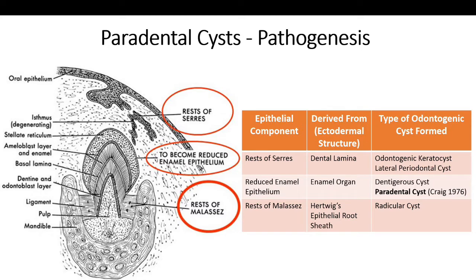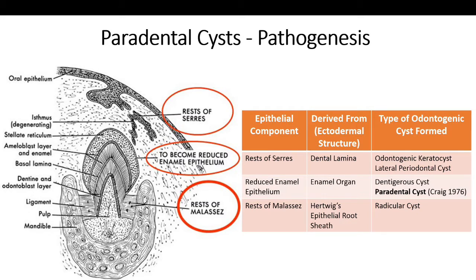inflame the primordial resting cells, or odontogenic rests, which reside in that epithelium. And once induced to proliferate, either by a developmental stimulus or, in the case of paradental and radicular cysts, an inflammatory stimulus, this proliferation is thought to lead to cystic change.